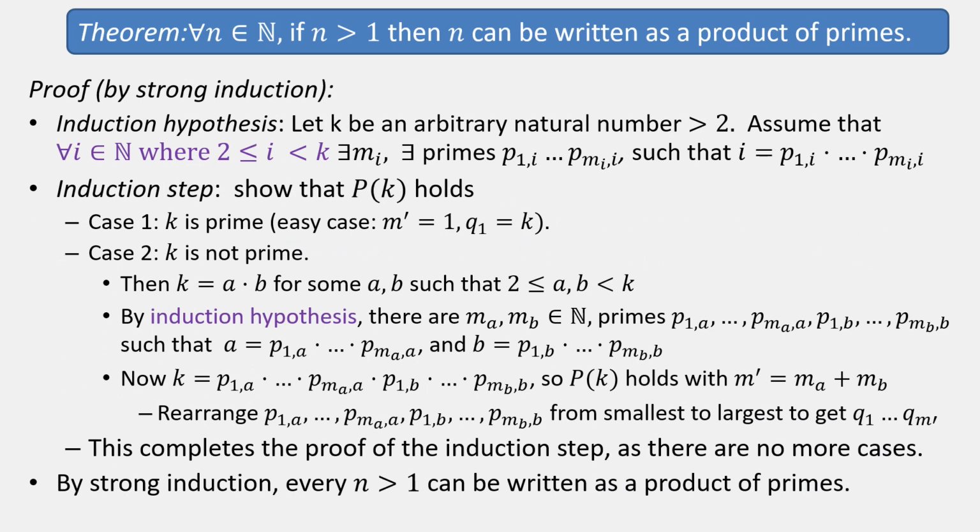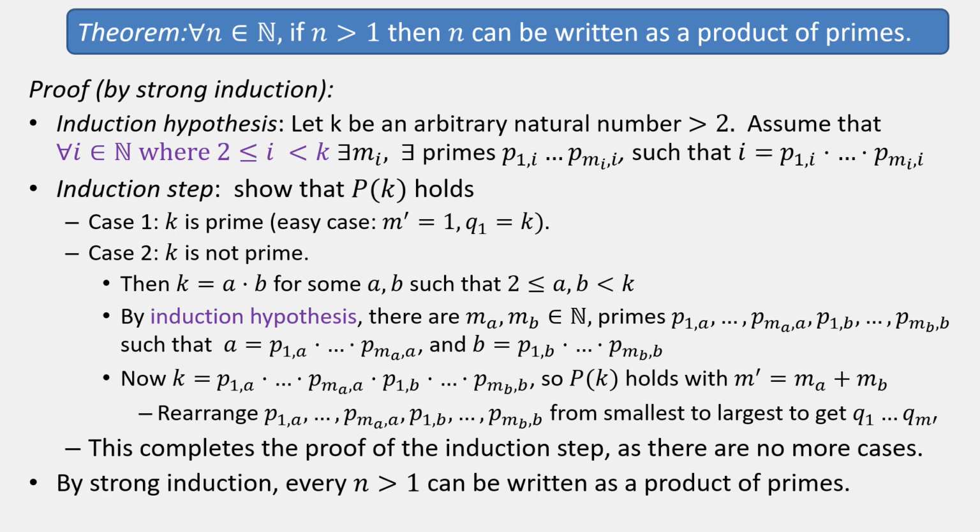So if k is not prime, then by definition of a prime number, it means that it's a product of some two numbers. Let's call them A and B. And here A and B are just two numbers that are somewhere between 2 and k minus 1. Well, both are less than k. Actually between 2 and square root of k.